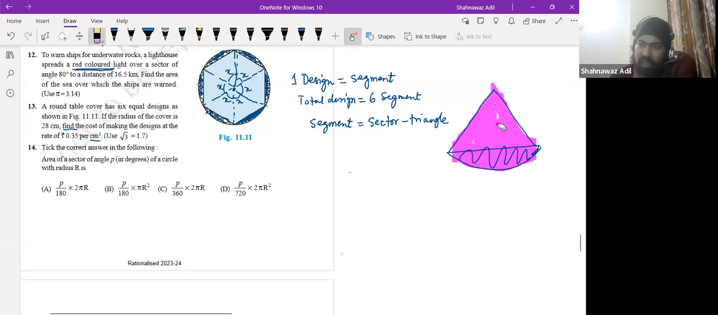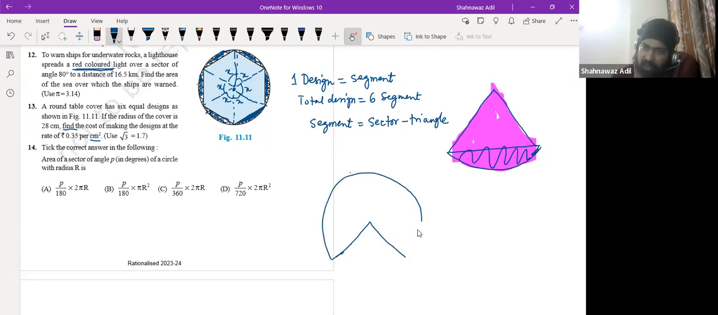The minor one you are clear, right? So that is sector minus triangle. This is clear, right? Now let us talk about this major one. Let's say if I draw this thing, you tell me what is this thing? You have removed this part. What is this thing? It's a sector. Major sector, right? So this is a major sector.